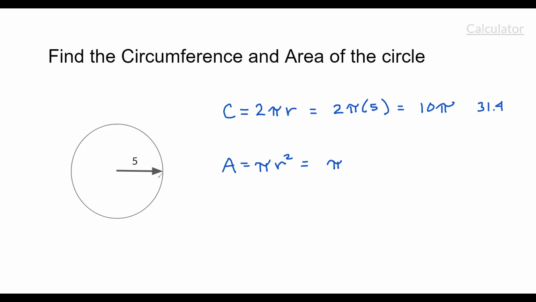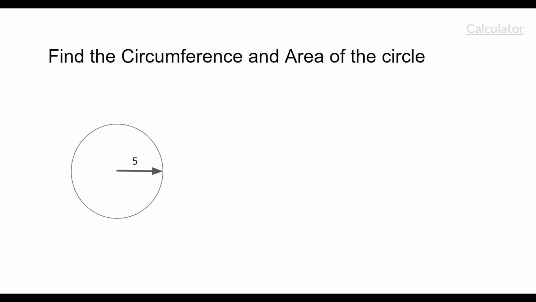Pi times our radius, 5 squared. Your calculator will give you the answer of 25 pi. And we convert that to a decimal and we get approximately 78.5. As I said, if you don't have your calculator right now, I would recommend you go get it. Go back a little bit in this video and work through that problem with me.